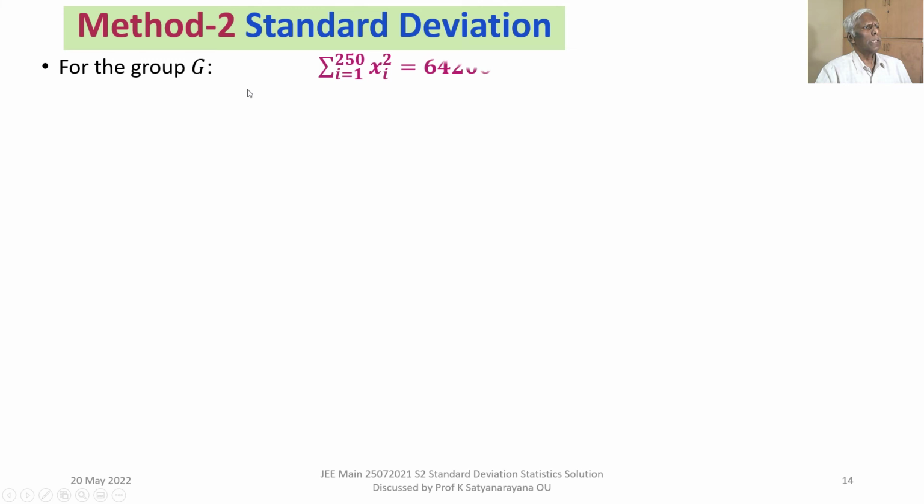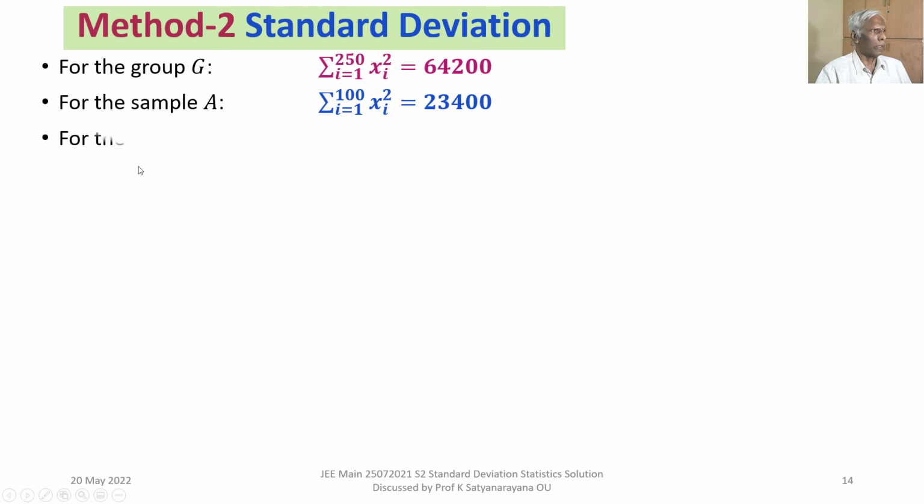Now we can very easily calculate sigma 2 square using the formula of SD, standard deviation. For the entire group G, we have sigma i equals 1 to 250 xi square is 64,200. For sample A, sigma i equals 1 to 100 xi square is 23,400. And for the sample B, we have just now computed sigma i equals 101 to 250 xi square is 40,800, and x2 bar is 16.